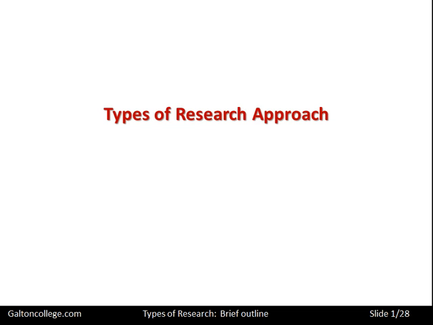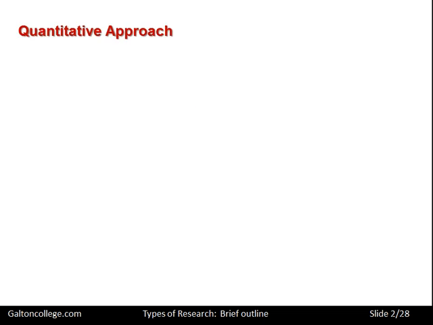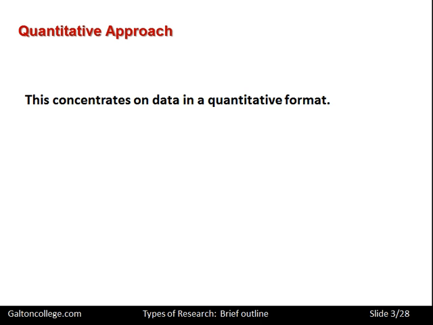In this class we're going to look at types of research. Let's start with looking at quantitative research and the quantitative approach to research. So it looks at data in a quantitative format. It looks at essentially numbers. It looks at percentages. It looks at quantities.